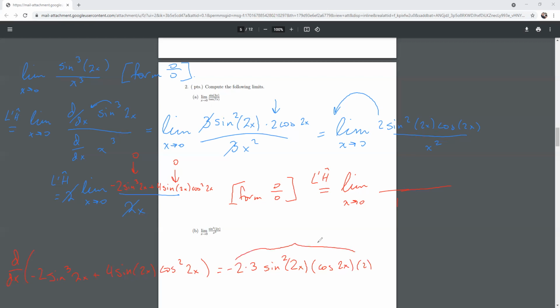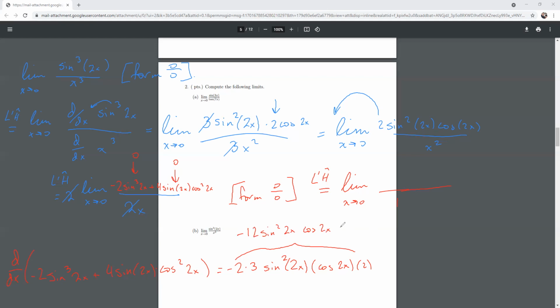So let me clean this up a little bit. Let me multiply everything. Minus, let's see, 2 times 3 times 2. That's 4 times 3, that's 12. Sine squared of 2x times cosine 2x. Okay, so that's the first term. Second term, there's going to be quite a lot going on here because we have a power rule. We have the product of two functions.